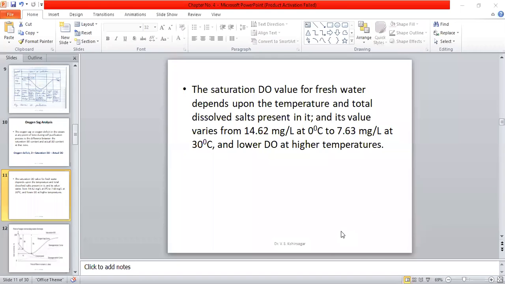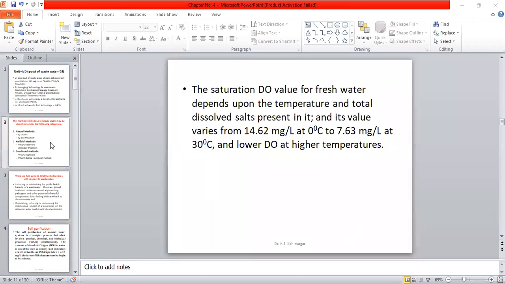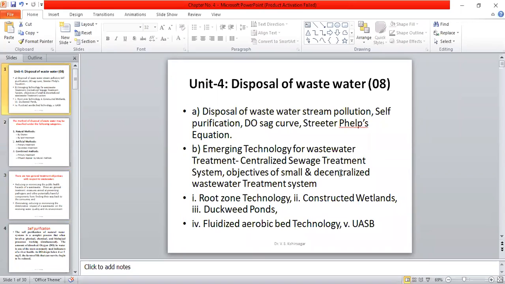Okay, shall we start now? Till the last lecture, we have studied the various points in the disposal of wastewater. As I told you, the disposal of wastewater is divided into two parts. The first part is wastewater disposal and stream pollution: self-purification, the DO-SAG curve, and the Streeter-Phelps equation for the DO-SAG curve. You might have watched this part through the video. Once again I am going to explain it, because I thought you will understand a little more if there is repetition. That's why I made you listen to that.